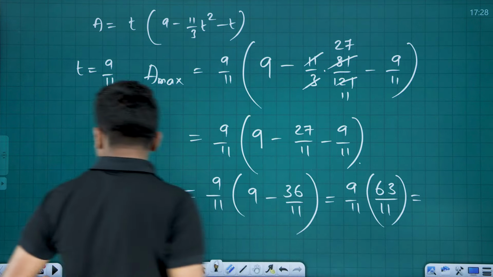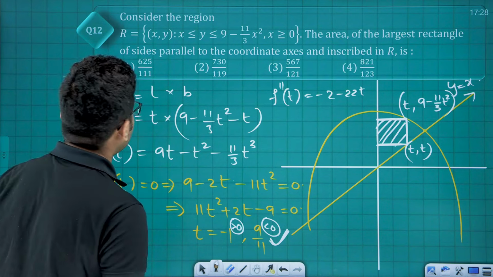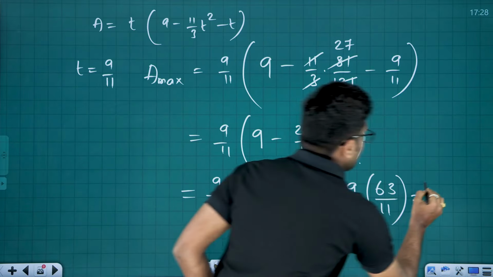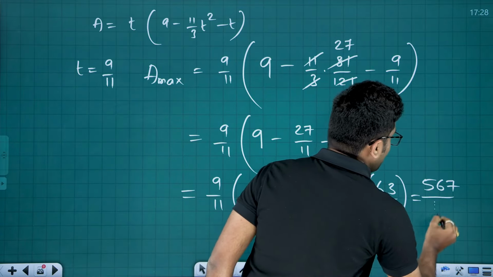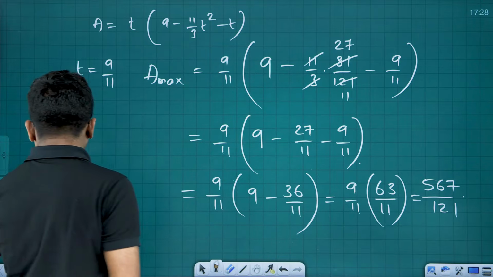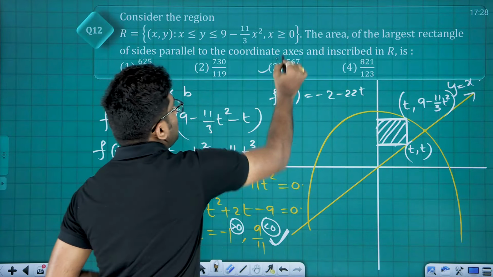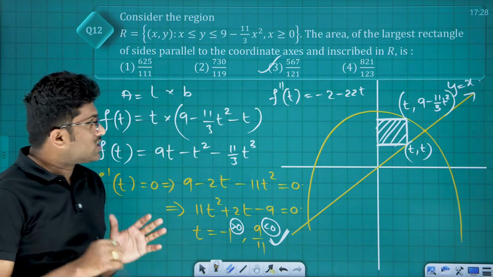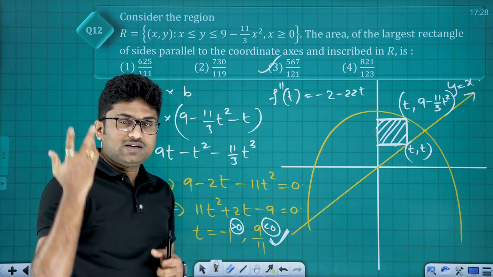9 into 63, which is nothing but 567 by 121. So 567 divided by 121 is our answer. Option 3. The question is looking complex, friends, but see what we did here.